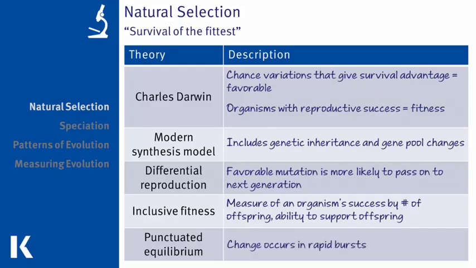The last additional theory within natural selection is punctuated equilibrium, which states that evolutionary changes occur in short bursts, not as a long, drawn-out process. This theory was suggested based on fossil records that showed long periods of little evolutionary change, followed by a sudden burst of changes to the fossils.